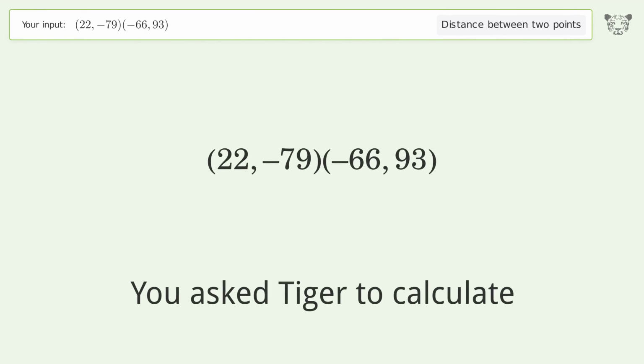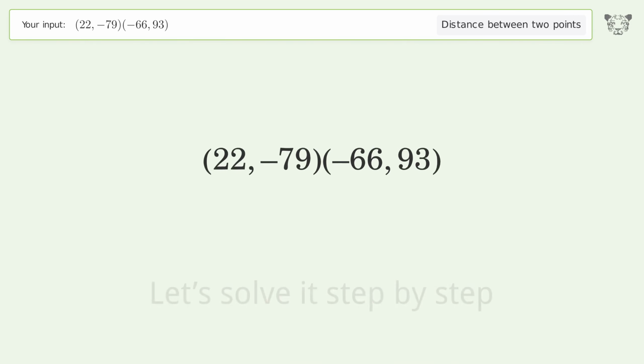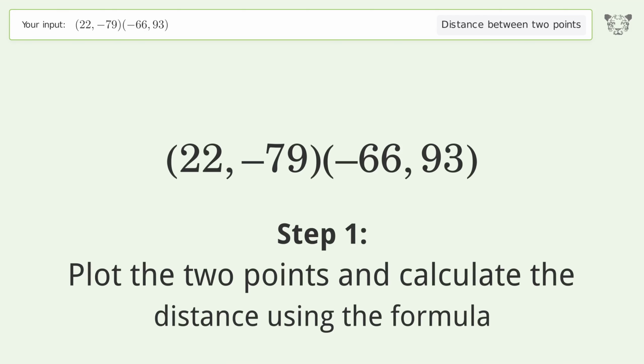You ask Tiger to calculate. This deals with the distance between 2 points. The distance between the 2 points is the square root of 37,328, or 193.205. Let's solve it step by step. Plot the 2 points and calculate the distance using the formula.